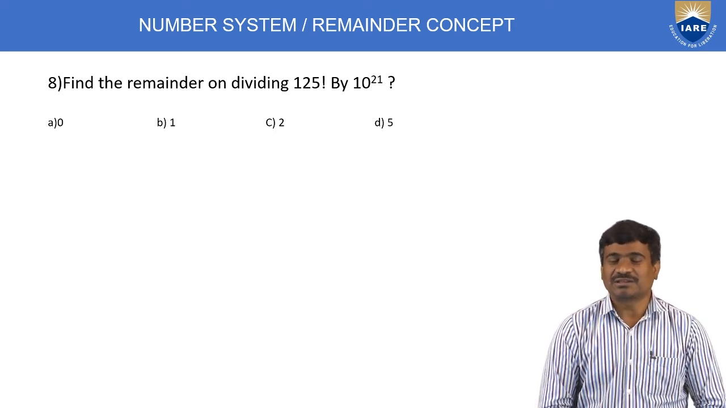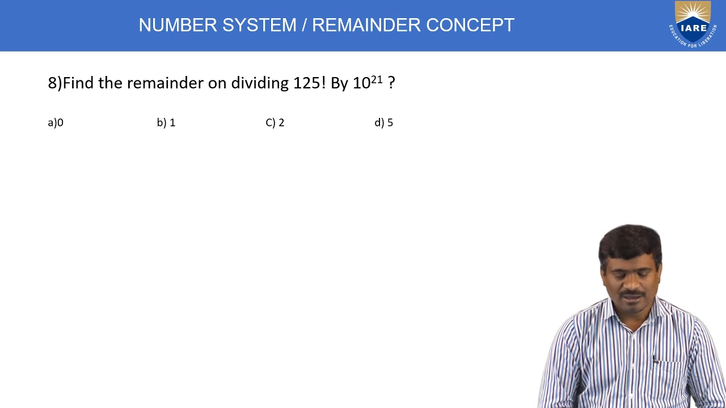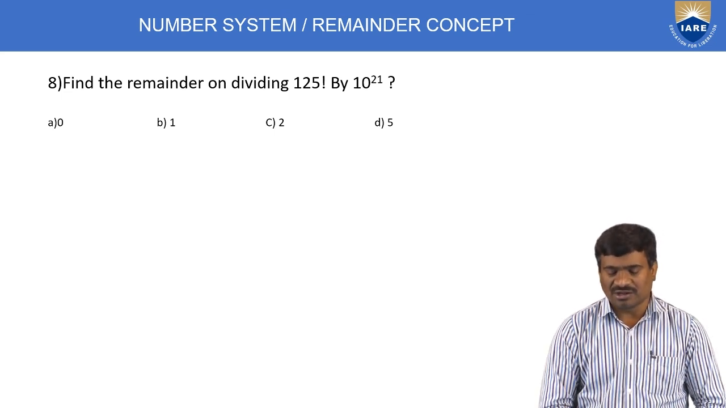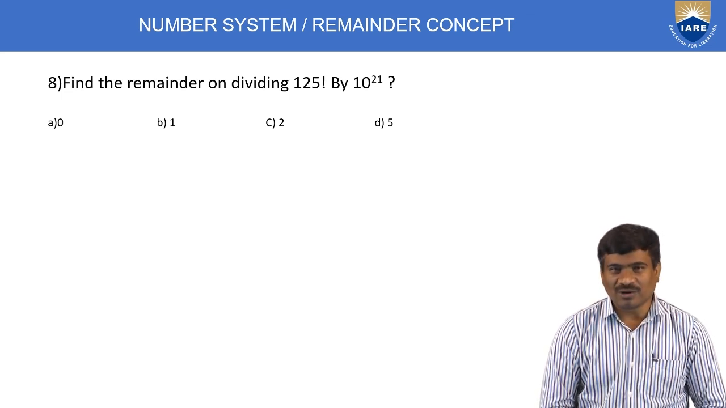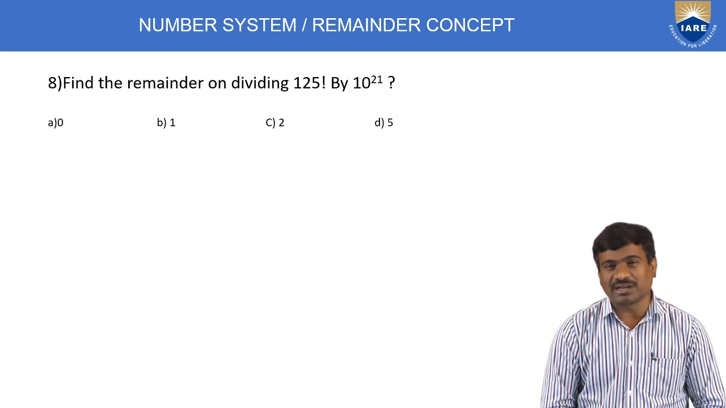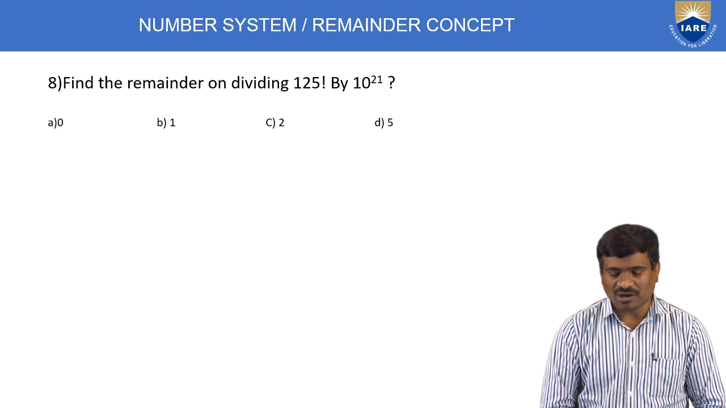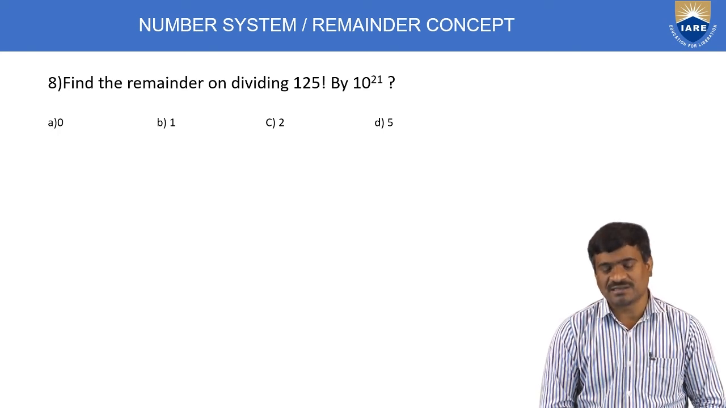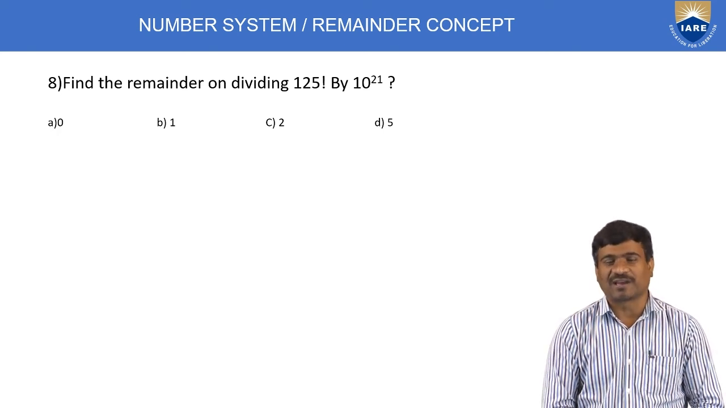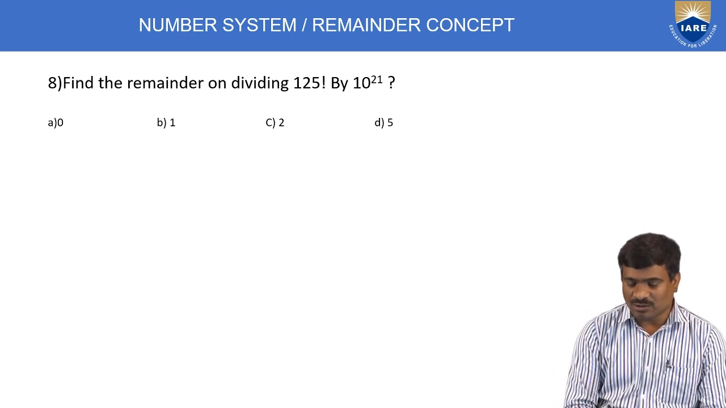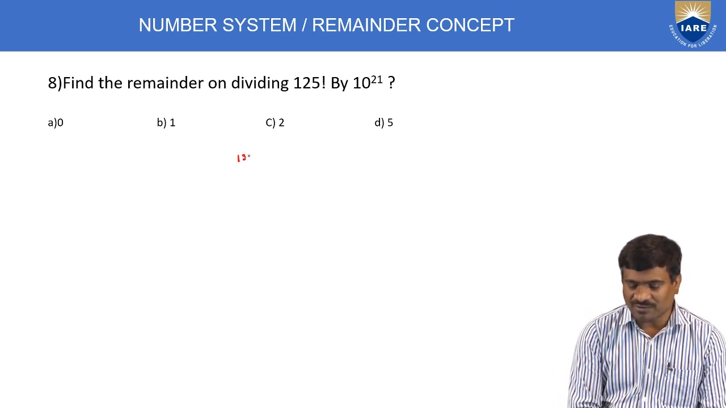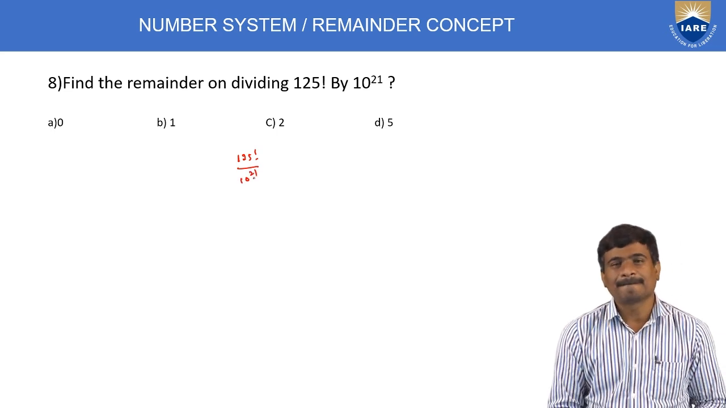Here the next, 8th example. Find the remainder on dividing 125 factorial by 10 to the power of 21. Option A 0, option B 1, option C 2, option D 5. Here this is called 125 factorial whole to the power of 10 to the power of 21.